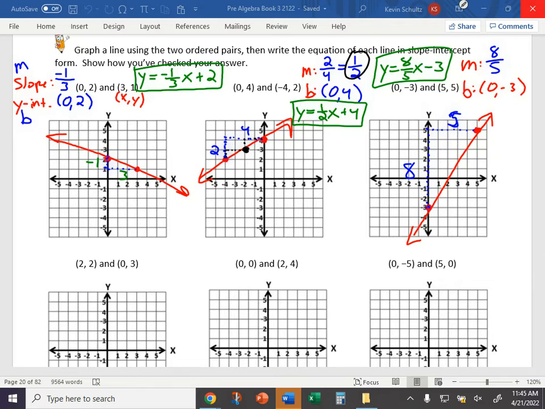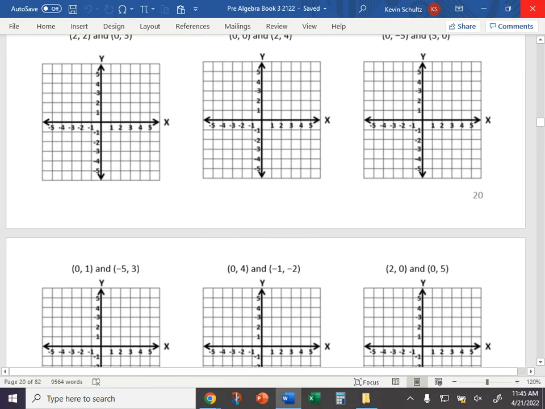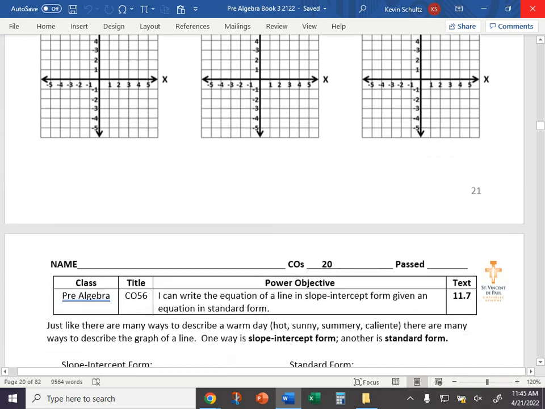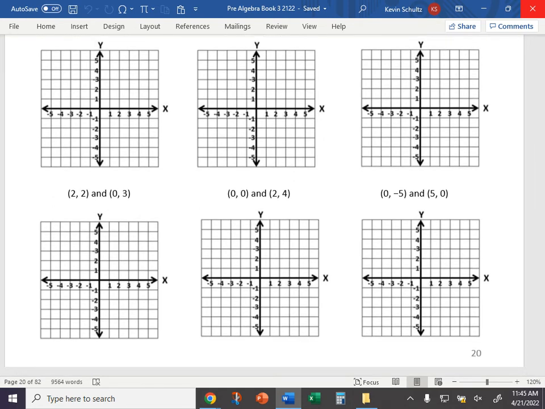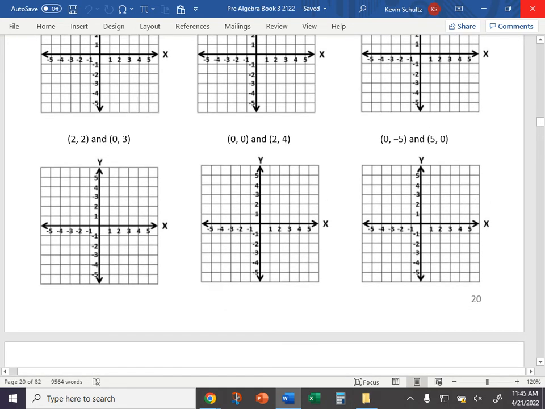Okay. Any others you want to talk about? This is a 1-pager. Oh, it's a 2-pager. Fantastic. Any others on the first page or the second that you want to go over? Kylie. The 2, 2, and 0, 3? Okay. So 2, 2, and 0, 3, again, start by plotting those points. 2, 2 is right there. 0, 3 is up there. Connect the points to the line.